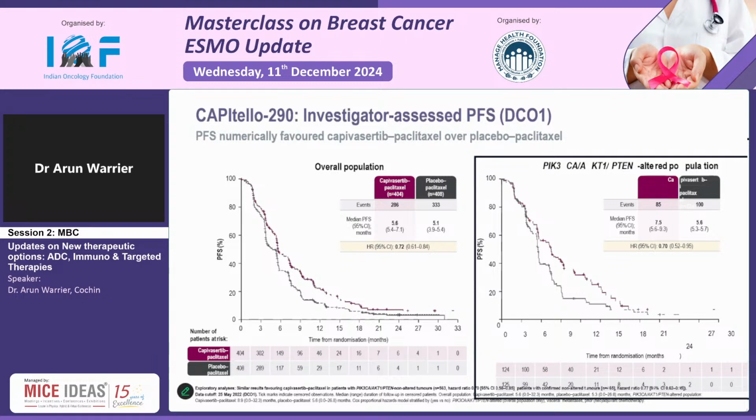The PFS was 5.6 versus 5.1. While if you look at the PIK3 altered population, the PFS was 7.5 versus 5.6. So we are seeing a marginal change in the PFS of around 1.5 months, and the hazard ratio is 0.70. So this is what happened in the investigated arms for PFS.